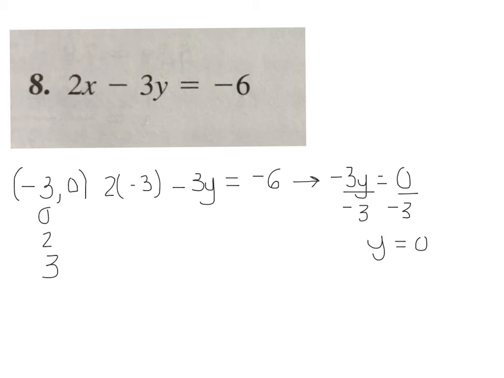Now we're going to find the y-intercept, so we're going to substitute 0 in for x. So 2 times 0 is just 0, minus 3y is equal to -6. So again, to solve this for y, we're just going to have to divide both sides by -3. And we'll get y is equal to -6 divided by -3, which is 2. So our y-intercept is 2, because its x-coordinate is 0, and the x-coordinate of the y-intercept is always 0.